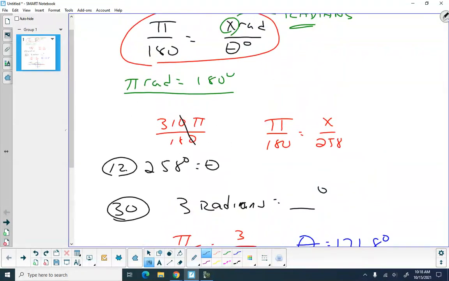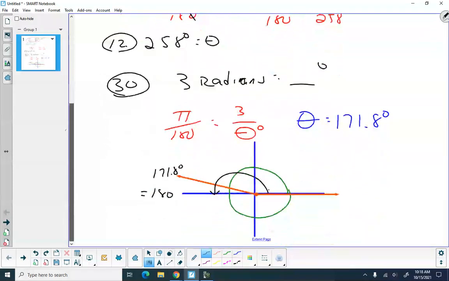180 degrees is pi radians. Pi is approximately equal to 3.14. Well, what we are dealing with here is 3 radians. 3 radians takes us to here, which is 171 degrees. 3.14 radians takes us all the way down to here, which is 180 degrees. So we should be just a little bit less than 180 degrees.